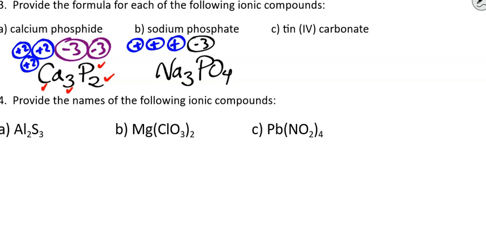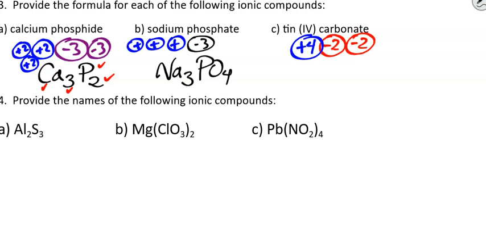Tin(IV) carbonate. All right, so carbonate has that "ate" ending, which should inspire you to go to that chart that's available and see that it's a -2. And tin(IV), well, the 4 tells us the charge already, so that's a +4, which means we have to have another carbonate to make that guy happy.